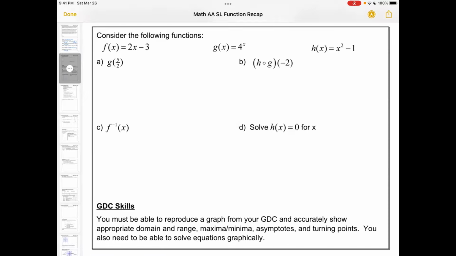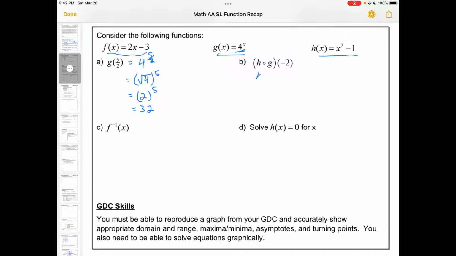With those definitions out of the way, let's try just evaluating some functions. So here I've got f of x, g of x, and h of x. And we want to find g of 5 over 2, or g at 5 over 2, if you want to say it that way. So that would be 4 to the 5 over 2. I just put in 5 over 2 for x in g. And 5 over 2 as an exponent means the square root of 4 raised to the power of 5, or 2 to the 5, which is 32.